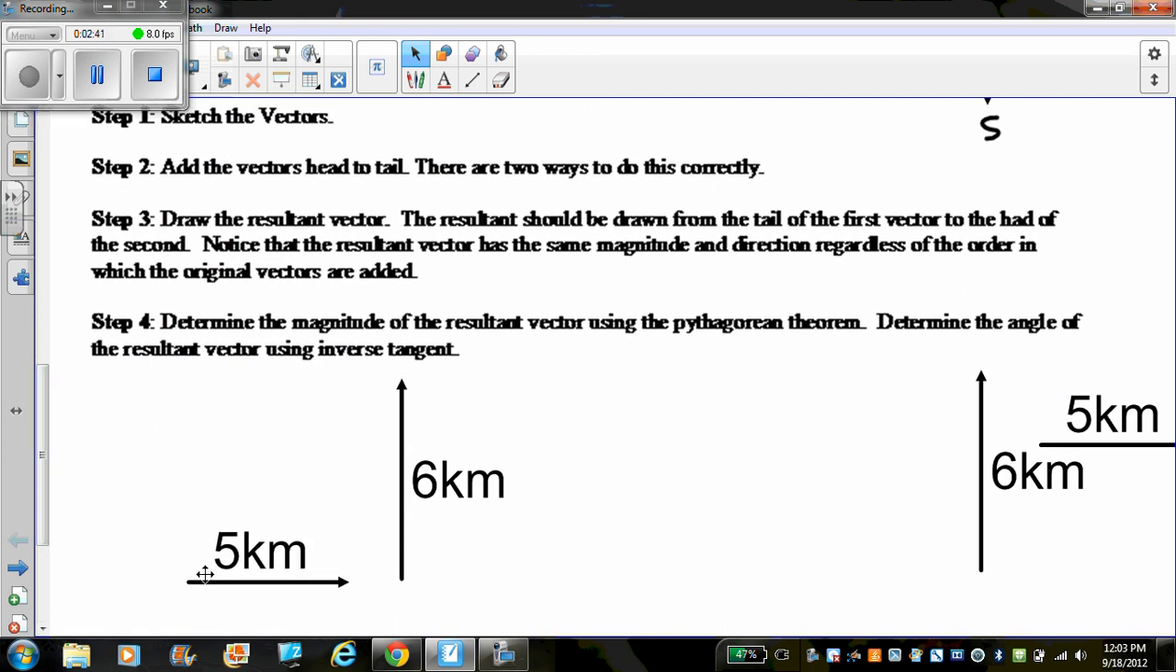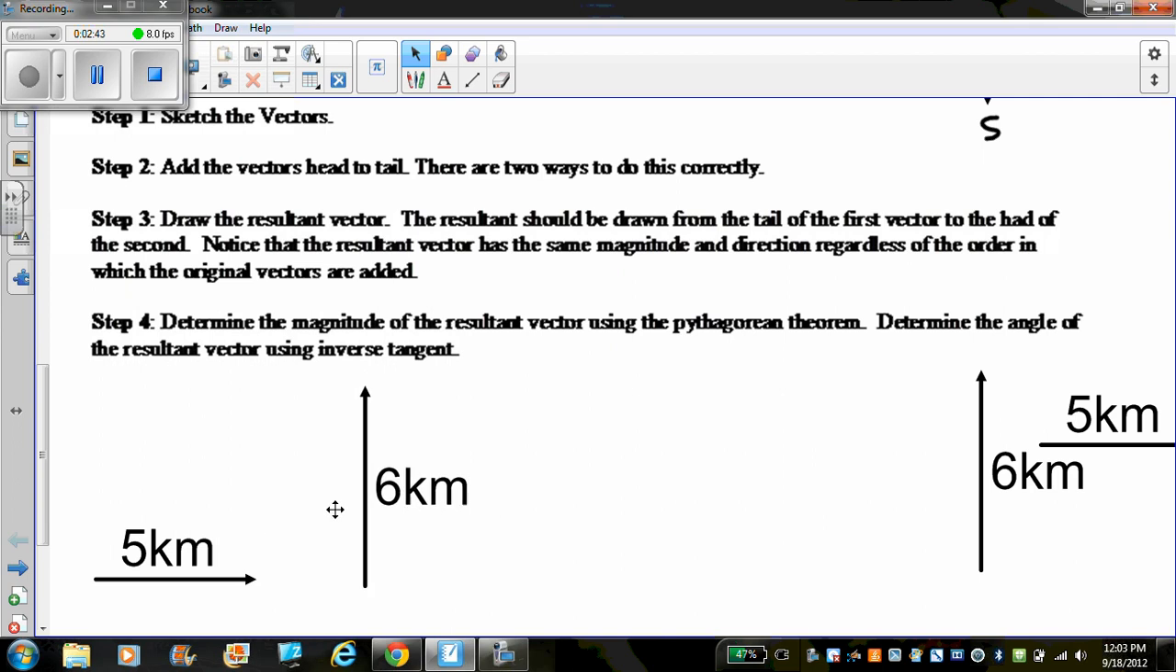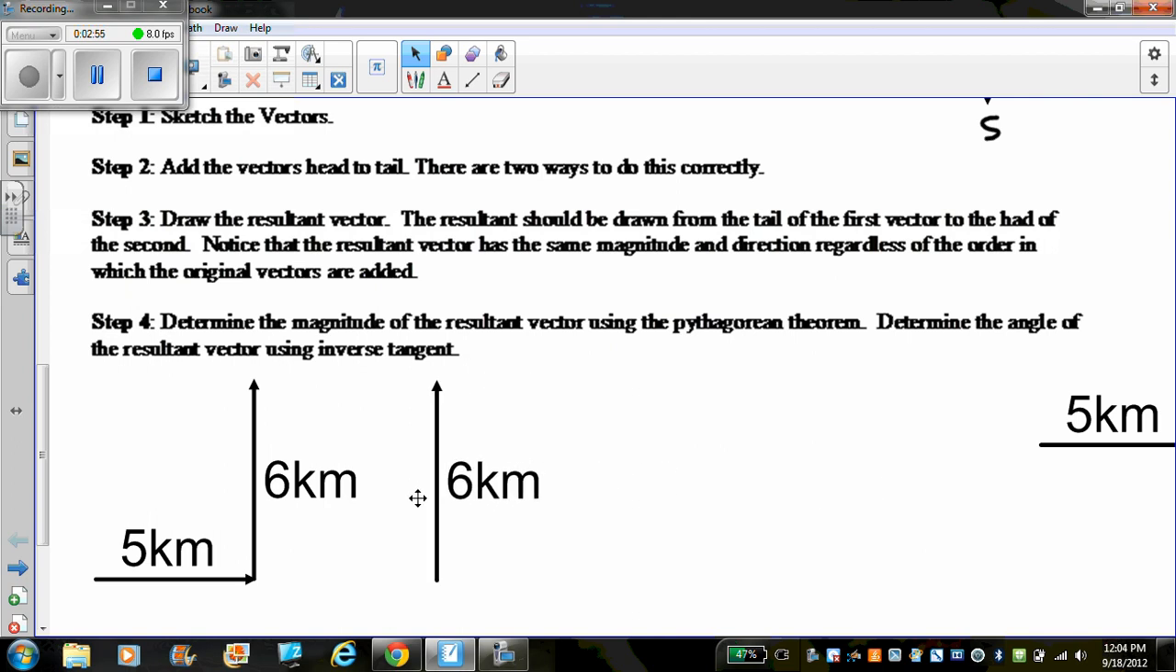So here I've sketched the vectors, 5 kilometers to the east and 6 kilometers north, and I've added them head to tail. This is one way to do this. I can also add them in the opposite order. I can add 6 kilometers north plus 5 kilometers east. This is similar to saying that 6 plus 5 is equal to 5 plus 6.